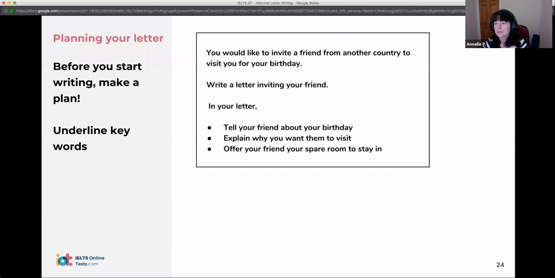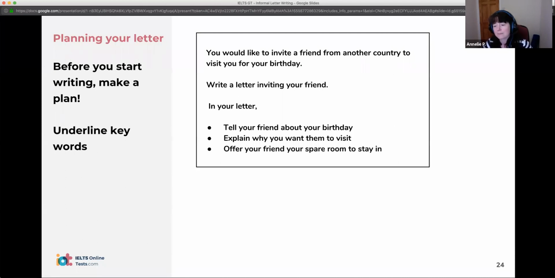So first aspect, 2 things you want to do when you're planning. The first one is underline the key words, so you're focused down on what the topic is here. So looking at that task, what would you underline in the task? What do you think is the key information that you've got to be aware of and that you've got to include in your letter? Okay, very good.